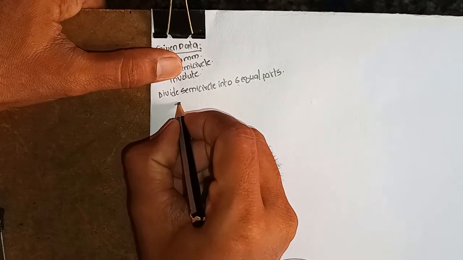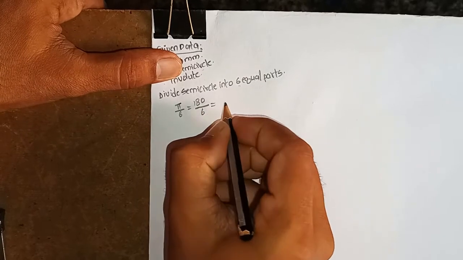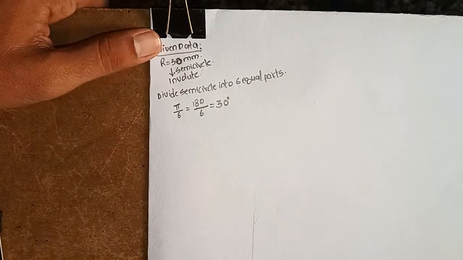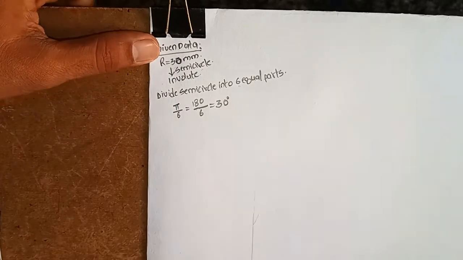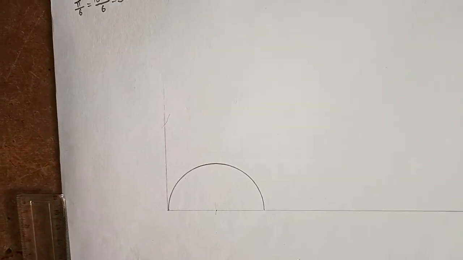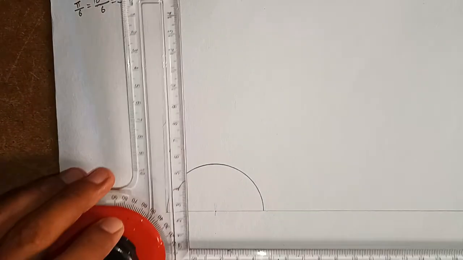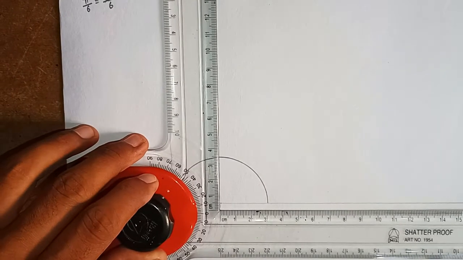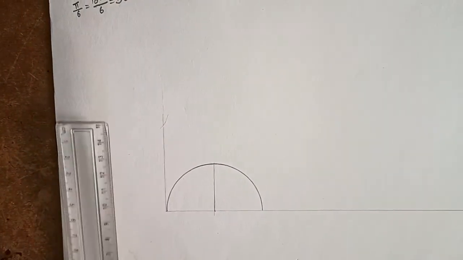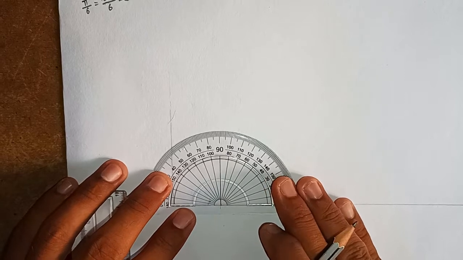Now next, pi by 6, that is 180 divided by 6. How much will we get? 30 degrees, students. So each angle we have to make 30, 30, 30 like that. We can try to join the central line, that is 90 degrees. Then we can try to divide that semicircle into 6 equal parts.